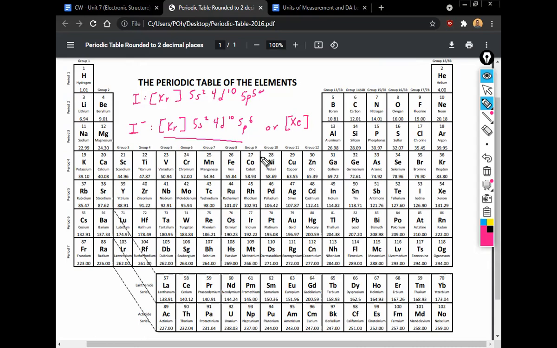All right, any questions? All right, so that's electron configuration.